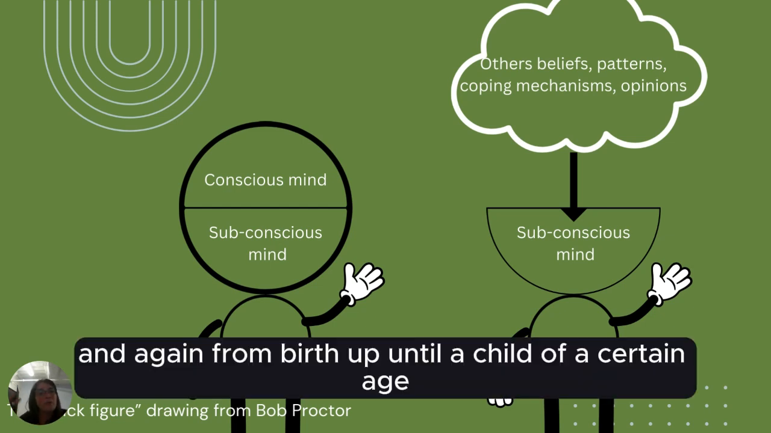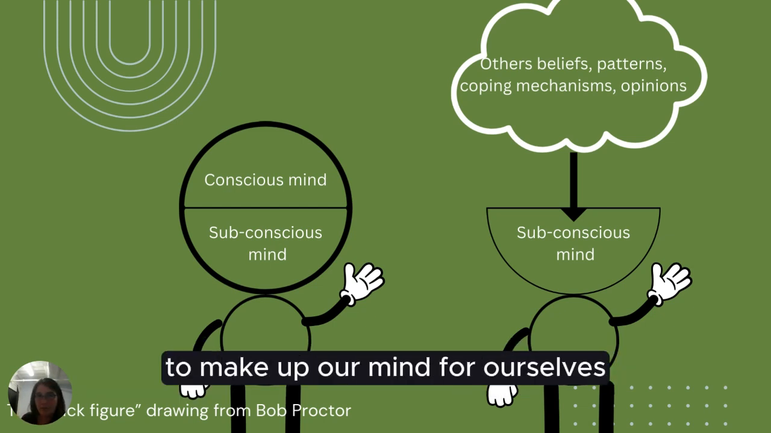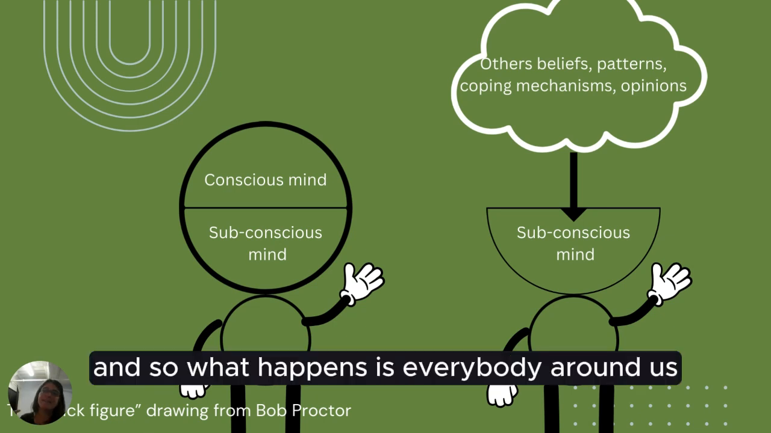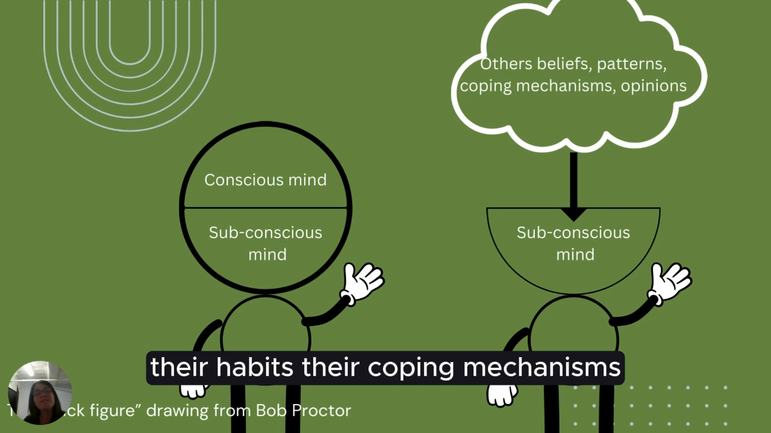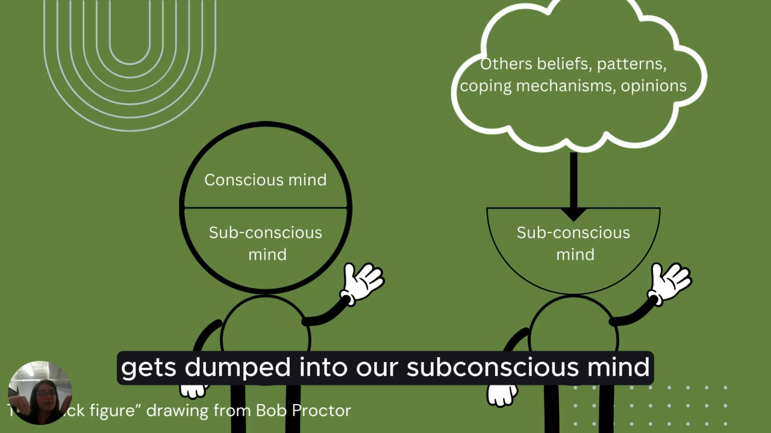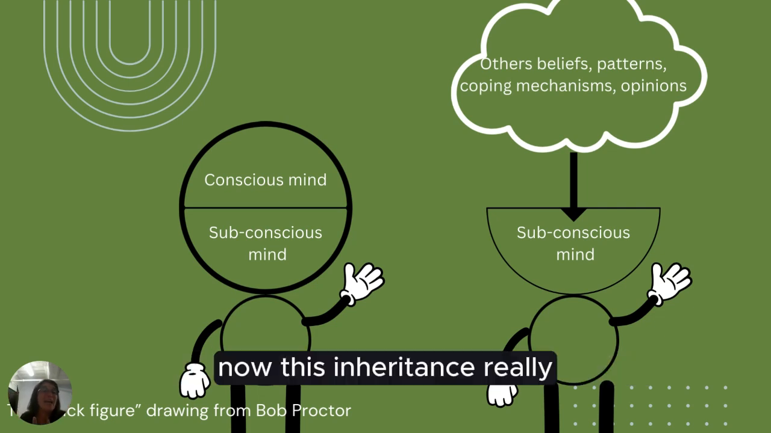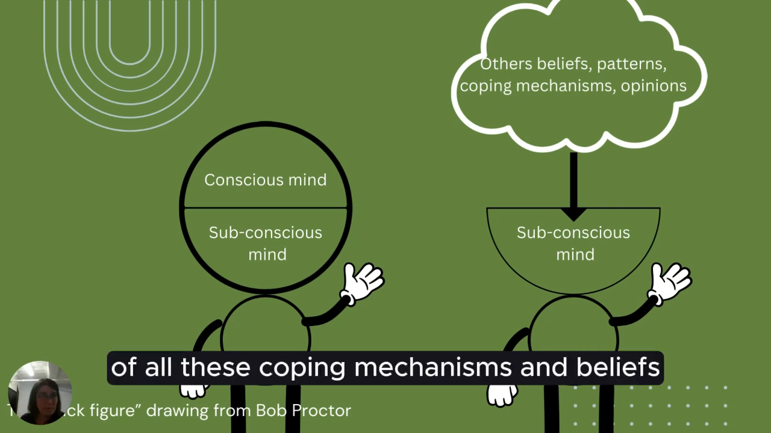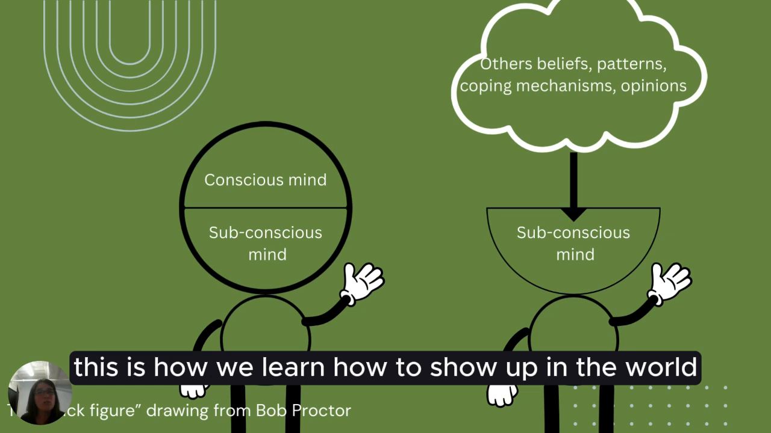And again, from birth up until a child of a certain age, we lack that conscious mind to make up our mind for ourselves. And so what happens is everybody around us, their beliefs, their patterns, their habits, their coping mechanisms, their opinions, everything gets dumped into our subconscious mind and becomes the truth. Now, this inheritance really of all these coping mechanisms and beliefs can be great because this is how we learn how to show up in the world.